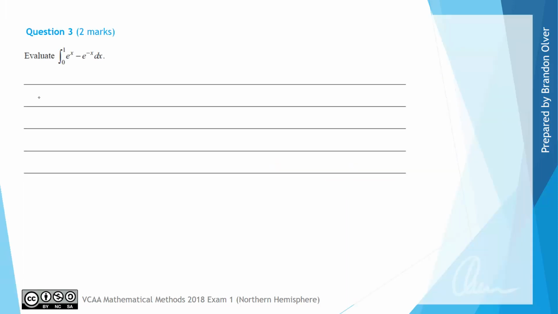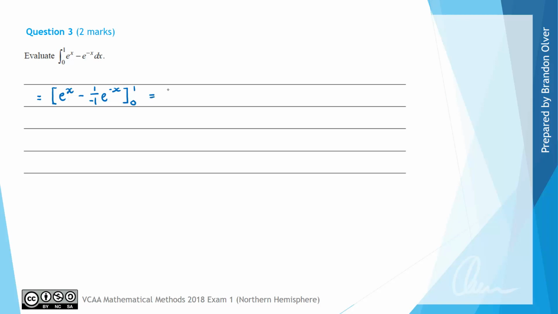So the first thing we need to do for this question is calculate the antiderivative, which for the first term, e to the power of x, simply antiderives to be e to the power of x. And then we're going to subtract, and we're going to have 1 over negative 1, so that's where we divide by the coefficient of x. So that's still going to be multiplied by e to the power of negative x, and we're going to evaluate that between 0 and 1.